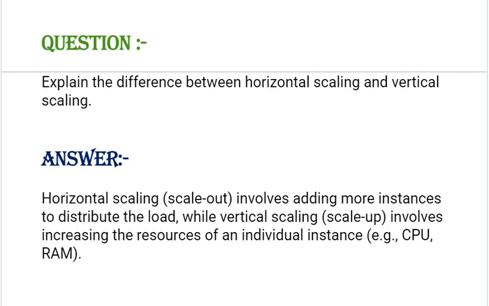Our next interview question is: explain the differences between horizontal scaling and vertical scaling. Your answer should be: horizontal scaling (scale out) involves adding more instances to distribute the load, while vertical scaling (scale up) involves increasing the resources of an individual instance, for example CPU and RAM.